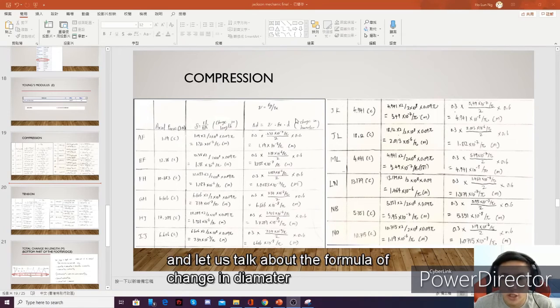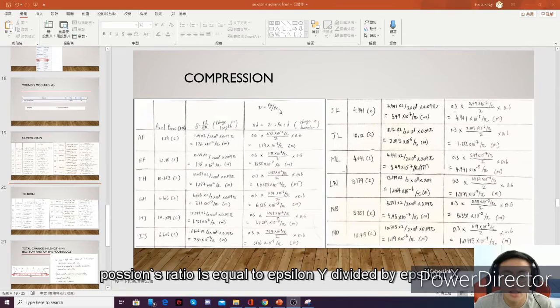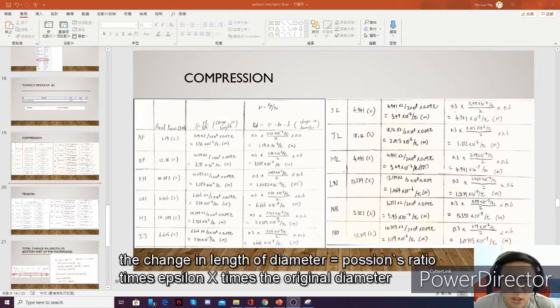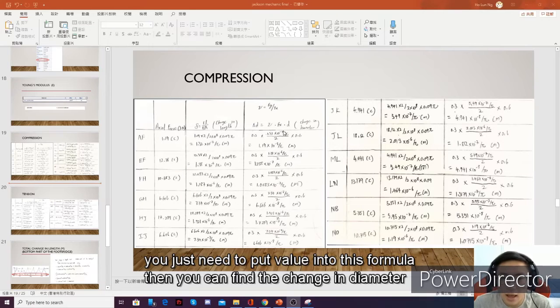The formula of change in diameter is about the Poisson ratio. The Poisson ratio is equal to epsilon y divided by epsilon x. After changing the position, the formula becomes the change in diameter equal to the Poisson ratio times epsilon x times the original diameter, and epsilon x is equal to the change in length divided by the original length. You just put the values into this formula and you can find the change in length and diameter.